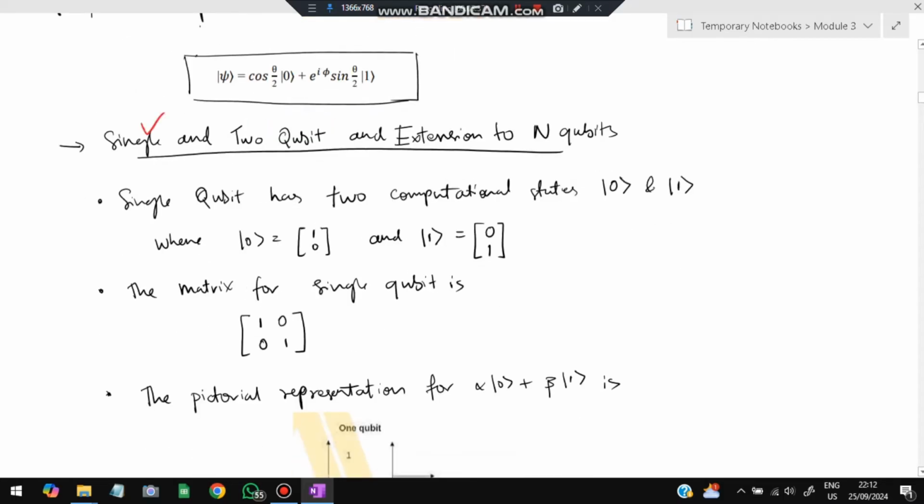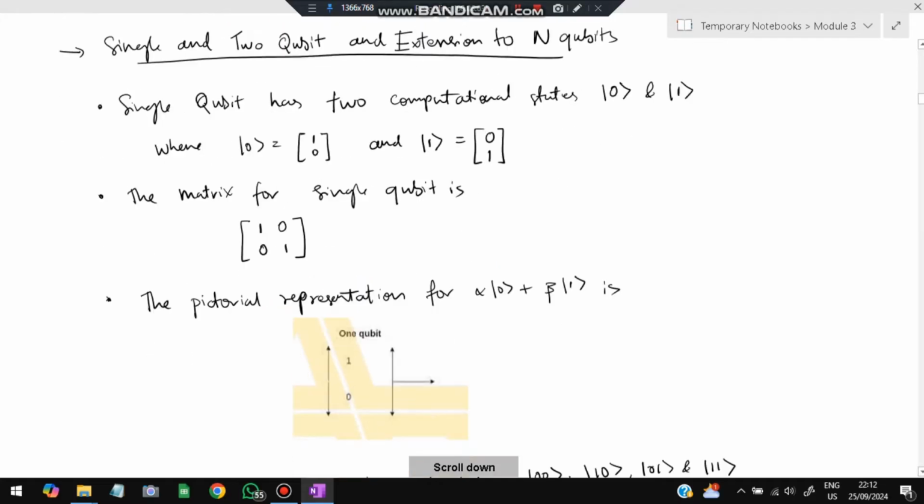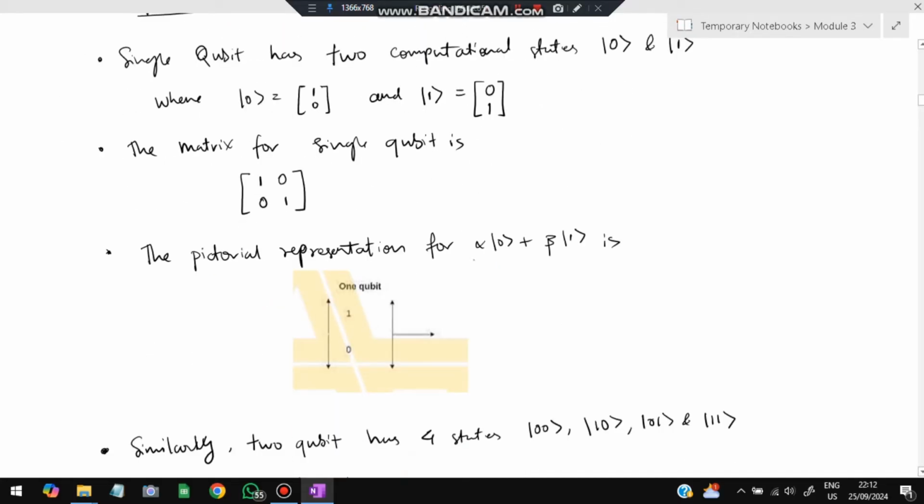Moving on to the next topic, which is single and two qubit and extension to n qubits. What is a single qubit? A single qubit can be either 0 or 1. It can be represented in matrix form as 1 0, and the 1 will be represented as 0 1. The matrix for a single qubit is this. When we combine, first we write 0 here, then we write 1 here, so it will become 1 0 0 1. This is the matrix for the single qubit, 0 and 1 both. The pictorial representation for alpha 0 and beta 1 is this one. This is the 1 qubit.